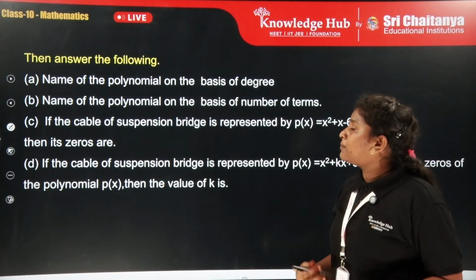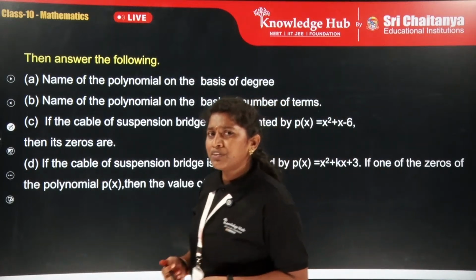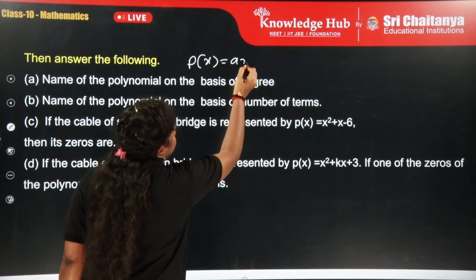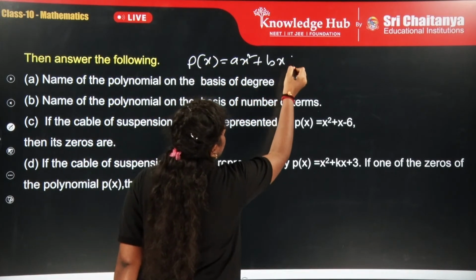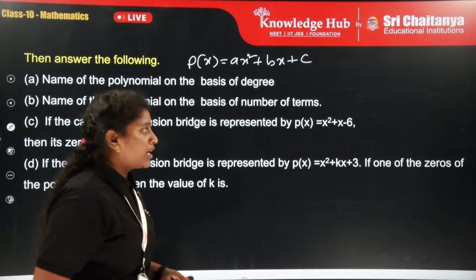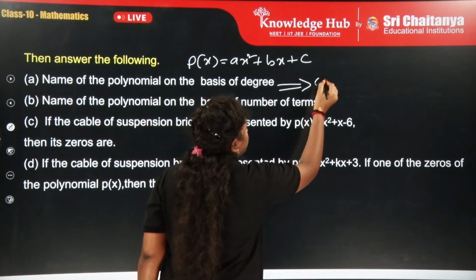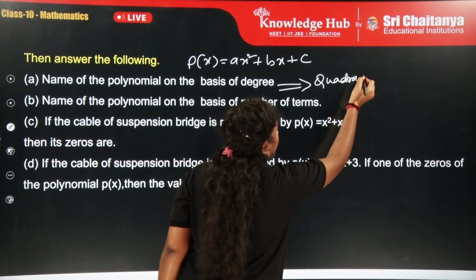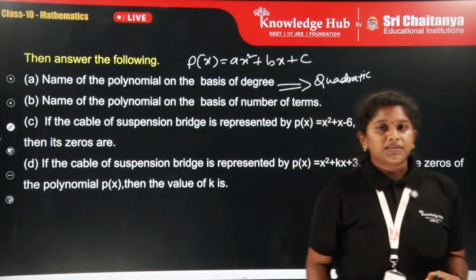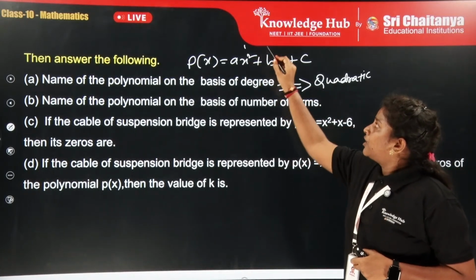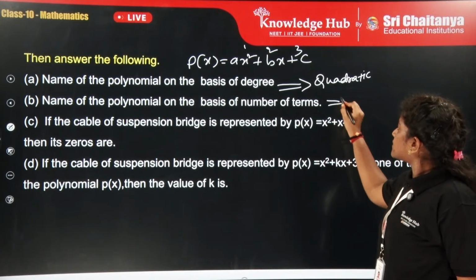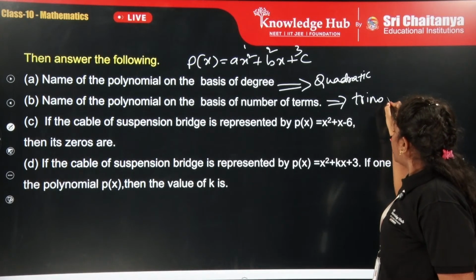Name of the polynomial on the basis of degree. So what is the degree of the polynomial we are having? The given polynomial is represented as P of x equals ax square plus bx plus c. So now if you observe here, we are having the degree of your polynomial as 2. That means the name will become quadratic polynomial. Okay. And moving to the next, name the polynomial depending upon the number of terms. Terms means how many terms you are having? 1, 2 and 3. In a polynomial, if you are having 3 terms, we are going to consider it as a trinomial. Okay.